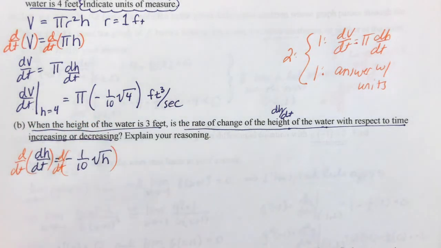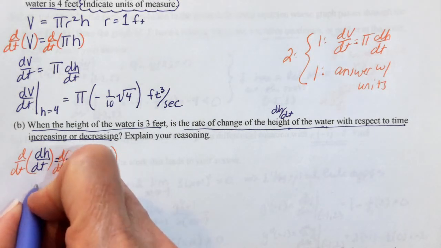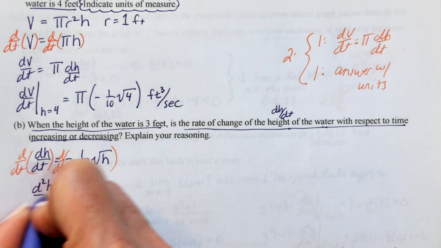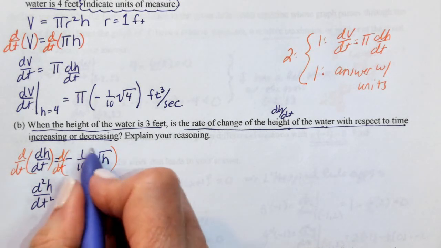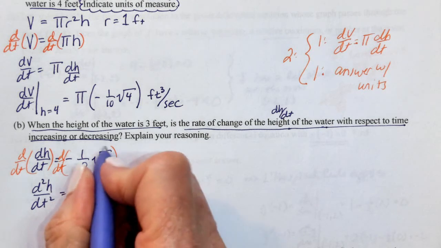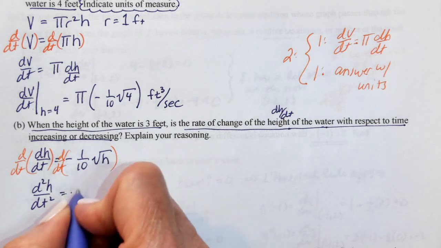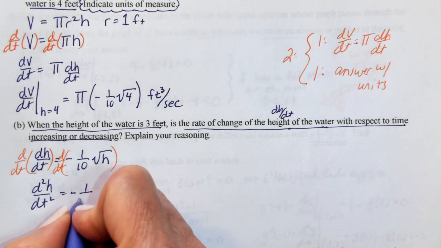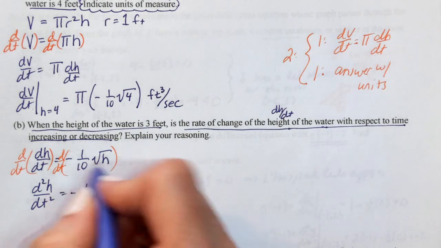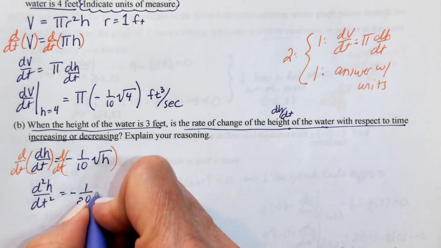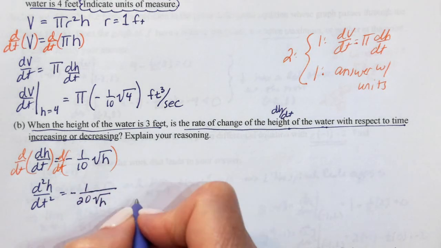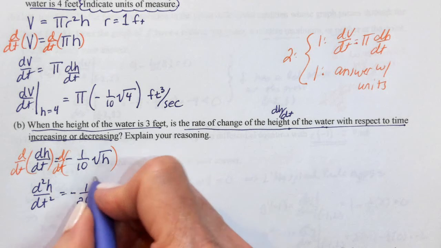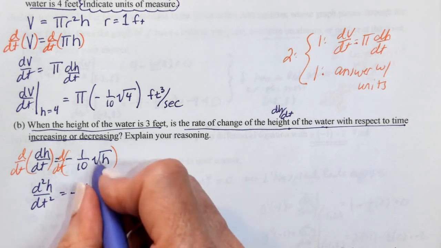To see if this is increasing or decreasing, I will get the second derivative with respect to time. This is h to the 1/2, so this will be -1/20, because 1/2 times 1/10 is 1/20, times h to the -1/2. I'm going to put that in the bottom, h to the negative 1/2. That's the derivative with respect to h.